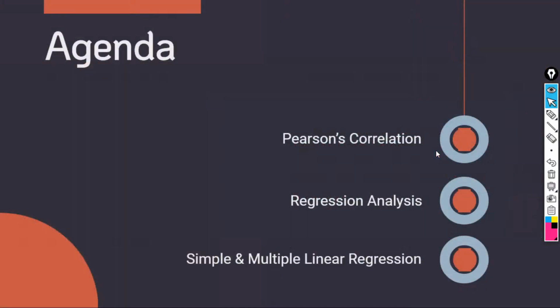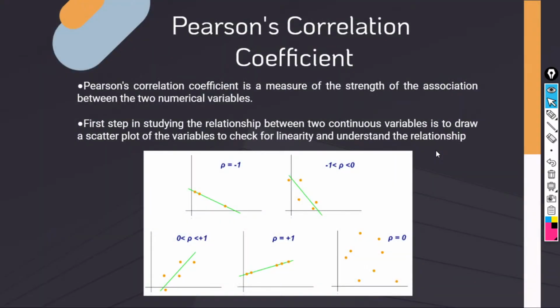With that said, let's see what is today's agenda. First, we will understand what is Pearson's correlation coefficient. Then we will understand what is regression analysis, what it can do, and we will see two types of regression analysis: simple linear regression and multiple linear regression or multiple regression. We will see how to perform all these operations with a lot of examples. Let's get started with Pearson's correlation coefficient.